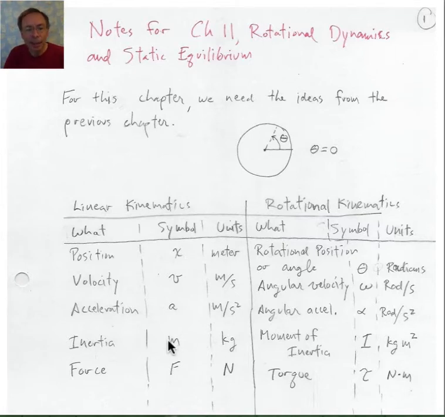We had inertia, also known as mass, which is the letter m, in kilograms. For rotation, we have moment of inertia. The symbol is capital I, and the units are kilogram meters squared. And finally, in the linear case, we had force, which had units of newtons. But for rotation, we have something called torque, which is in Newton meters, and it gets the symbol tau. That's a lowercase Greek letter tau.